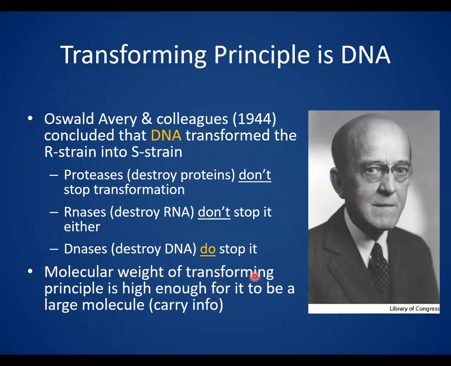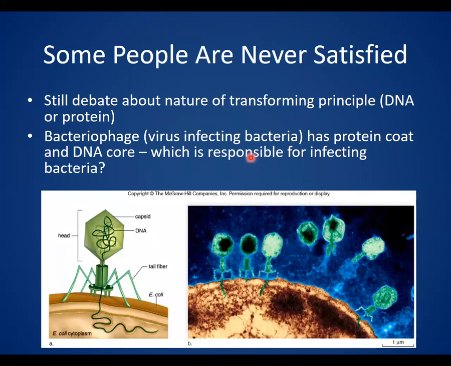And it had some of the hallmarks of what the genetic material should have. That is, DNA is a large molecule. It has a high molecular weight. And so it should be able to carry a significant amount of information encoded into that molecule somehow, encoded into the structure of the molecule. So Avery concluded the transforming principle was DNA.